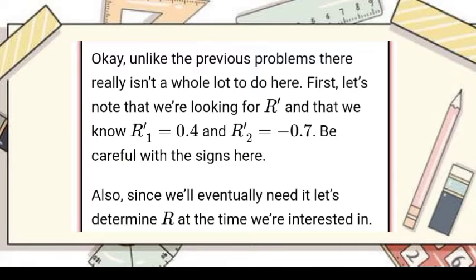Unlike the previous problems, there really isn't a whole lot to do here. First, let's note that we're looking for R prime and that we know R prime 1 is equal to 0.4 and R prime 2 is equal to negative 0.7. Let's be careful with the signs here.